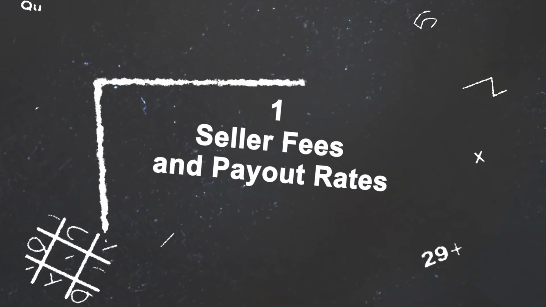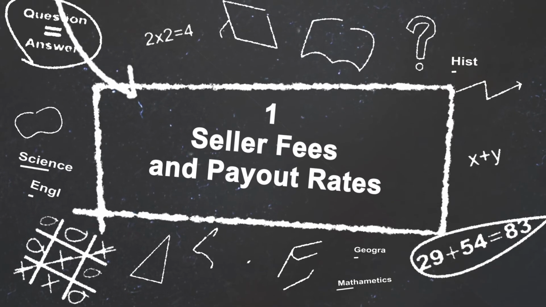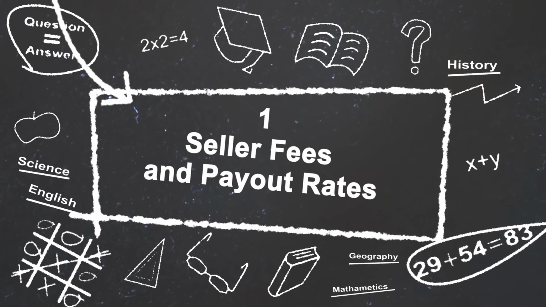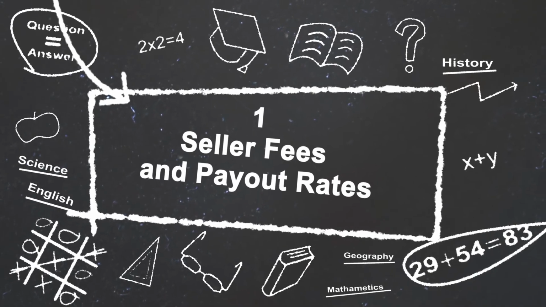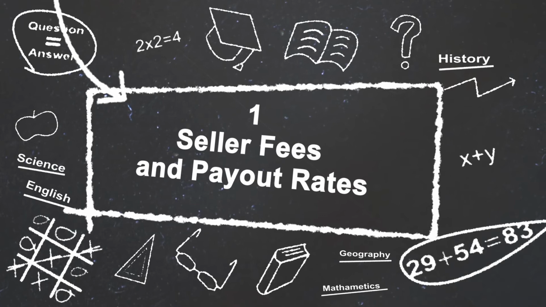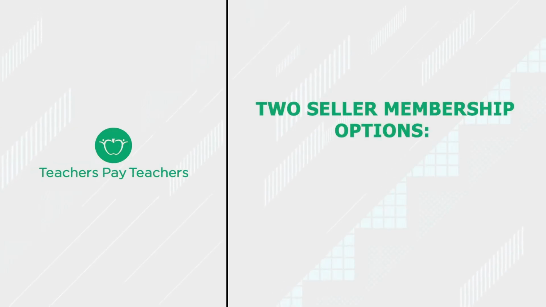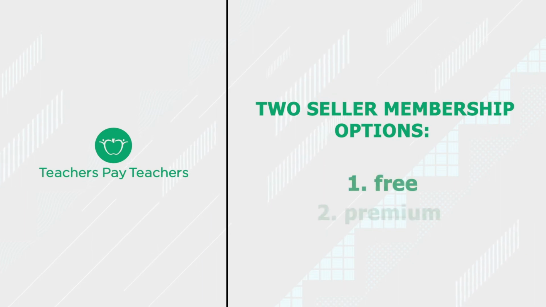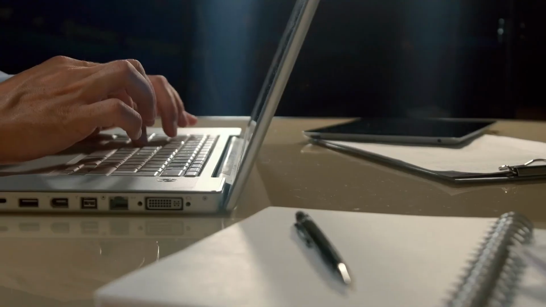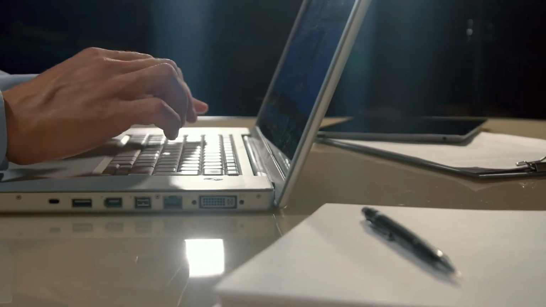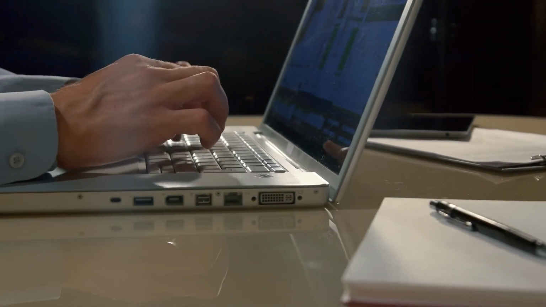Number 1, seller fees and payout rates. And finally, the most important thing to consider when pricing your TPT resources is the seller fees and payout rates. TPT offers 2 seller membership options, free and premium memberships. The premium membership comes with several advantages, and it costs only $59.95 per year. Let me mention a few things that will factor in when you are pricing your products.